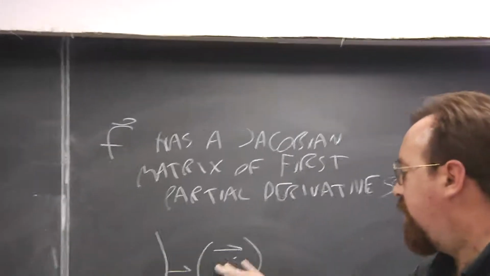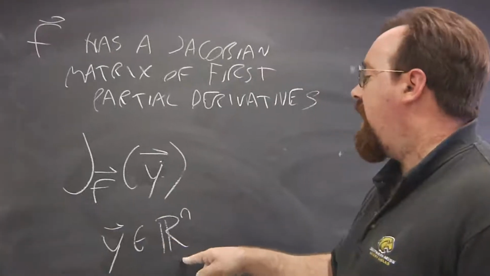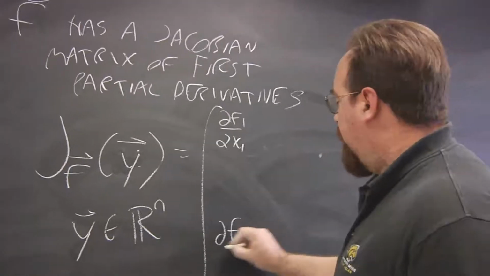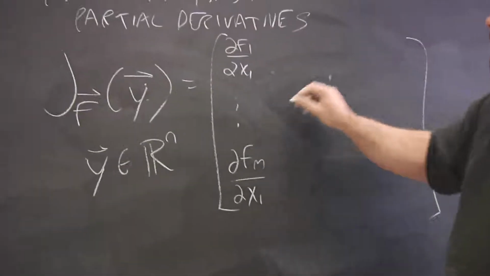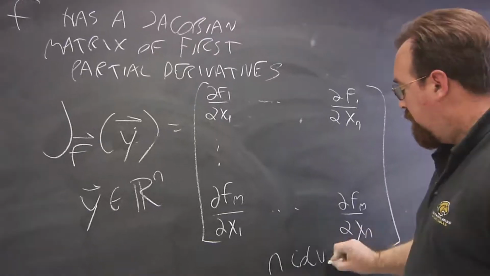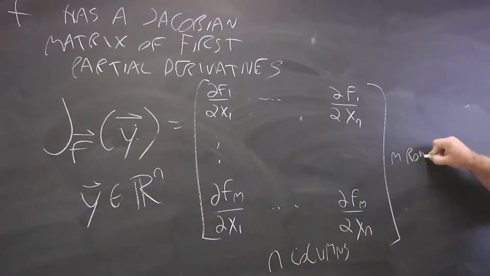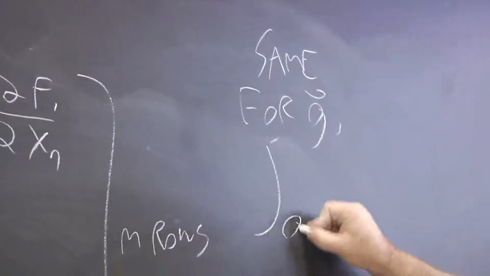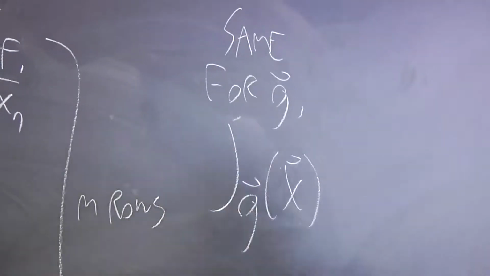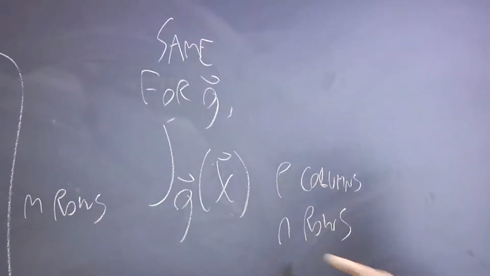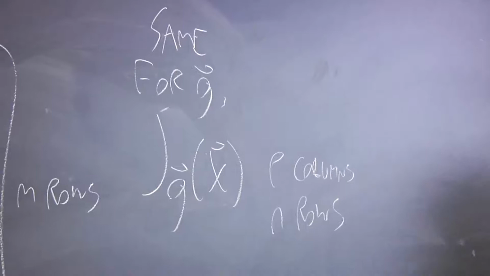Actually, instead of x, I'll use y. So y belongs to R^n. I think that's what f takes in. So all the first partial derivatives go in here, because f has m component functions, and we're differentiating it with respect to all of the variables. So this is a matrix with n columns and m rows. The same is true for g, so we have the matrix Jg(x), set up in the same way, but it has p columns and n rows, because this is the number of variables it takes in, and this is how many it outputs. And I'll make this all concrete after I state the chain rule, and then we get into examples.